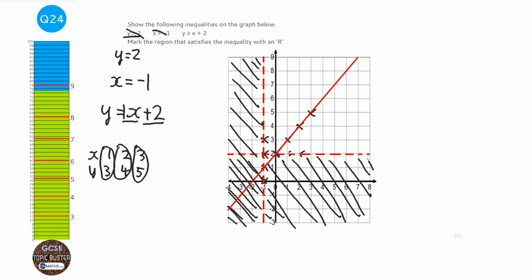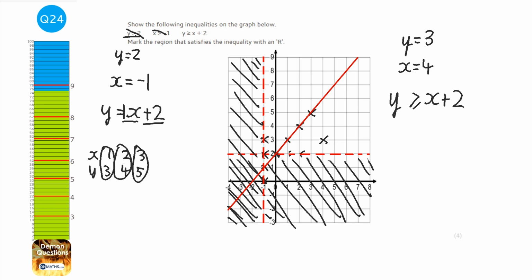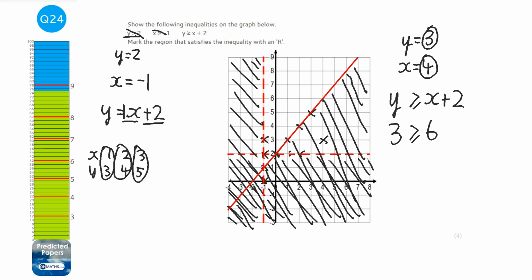Okay, now the complicated part of this is figuring out which side of this line to shade in. So what I do is I always pick a point. So let's pick this point here. It doesn't matter which point you pick. So at that point there, x is 4 and y is 3. So what we want is y to be greater than or equal to x plus 2. Now x plus 2 is going to be 4 plus 2, which is 6. So is 3, which is our y coordinate, greater than or equal to 6? Well, no, 3 is not greater than or equal to 6. So that shows us that we want to shade in this bit because we don't want this bit. So that coordinate was part of the region we didn't want.